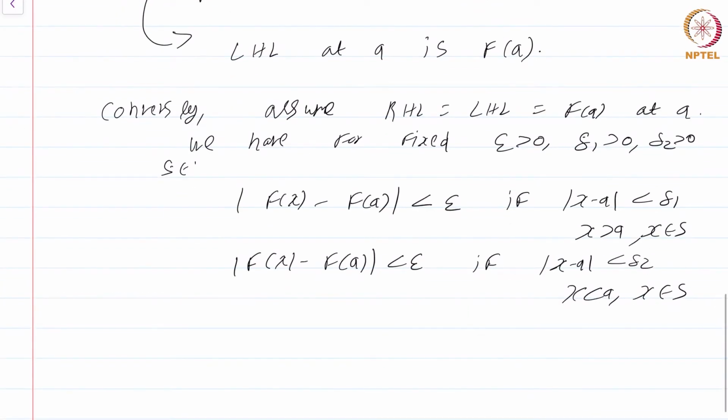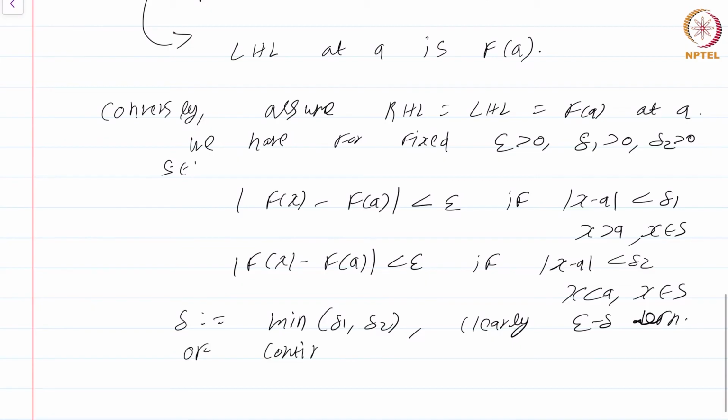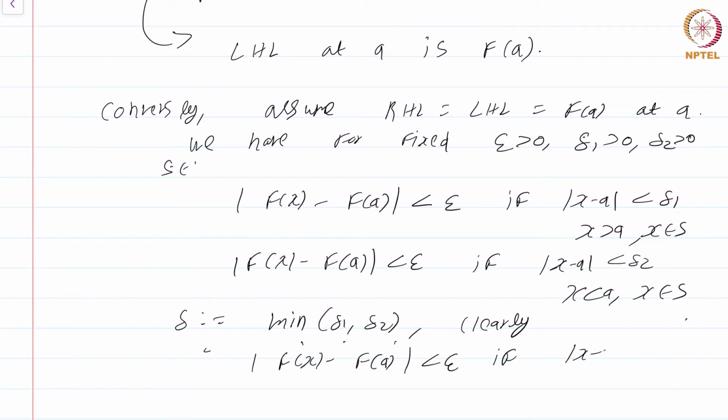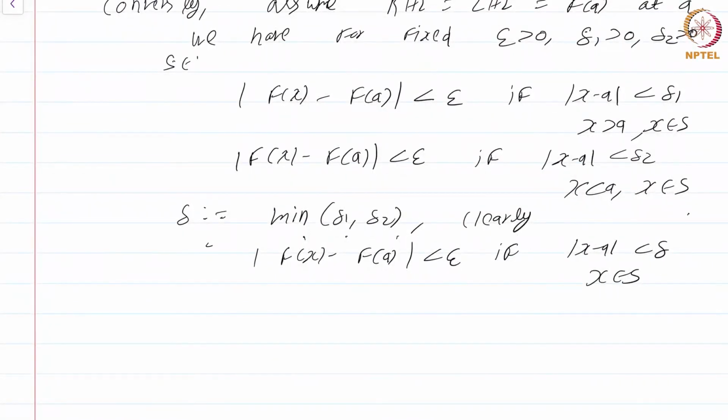So if you choose delta to be the minimum of delta 1 comma delta 2, clearly the epsilon delta definition of continuity is satisfied. So better to not write it like this. Clearly, mod f of x minus f of a is less than epsilon if mod x minus a is less than delta, x coming from S. This follows immediately. Therefore f is continuous at a.